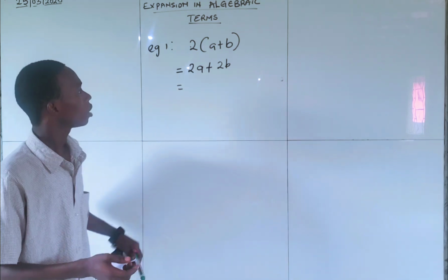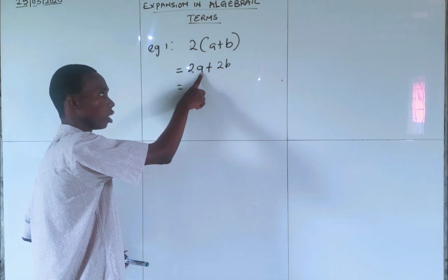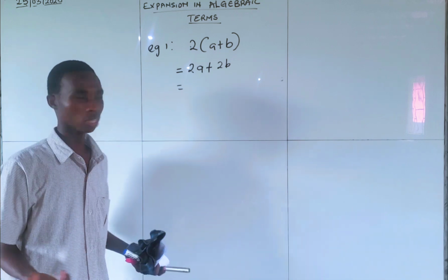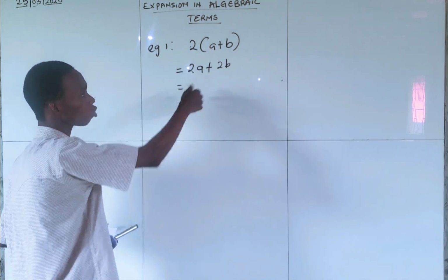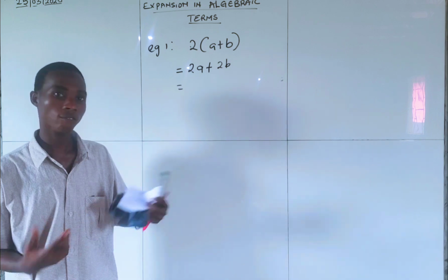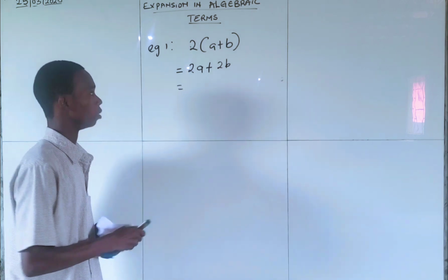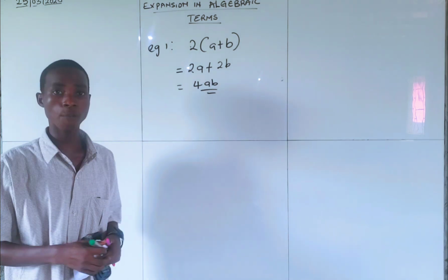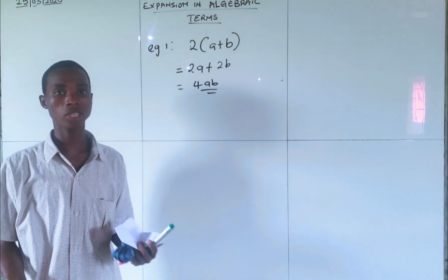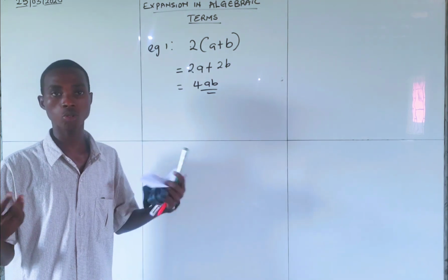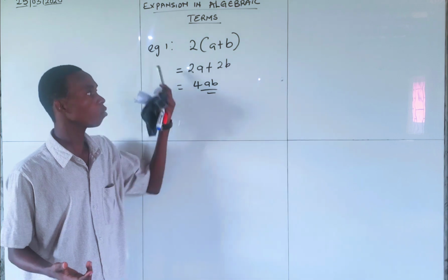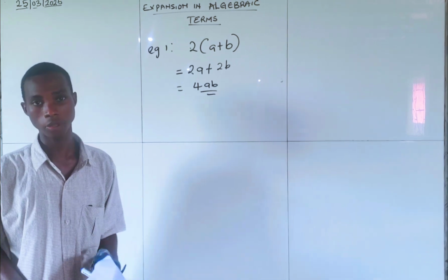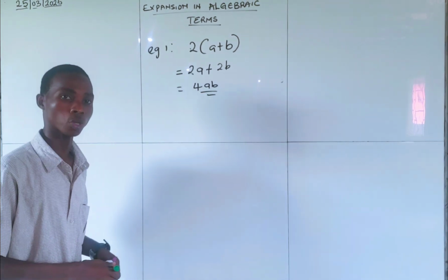Now we discover that this 2 has just a, and this 2 has b, so they are not alike. Are you getting it? They are not alike. So if we want to add them, it will just be 4ab. That's our answer. Or if possible, you can leave your answer as 2a plus 2b and you are still correct. But if you want to continue, you can get your answer as 4ab. So now let's move to the next question.